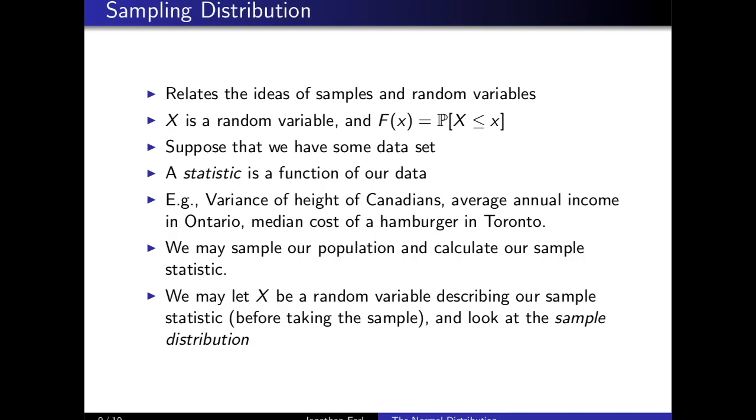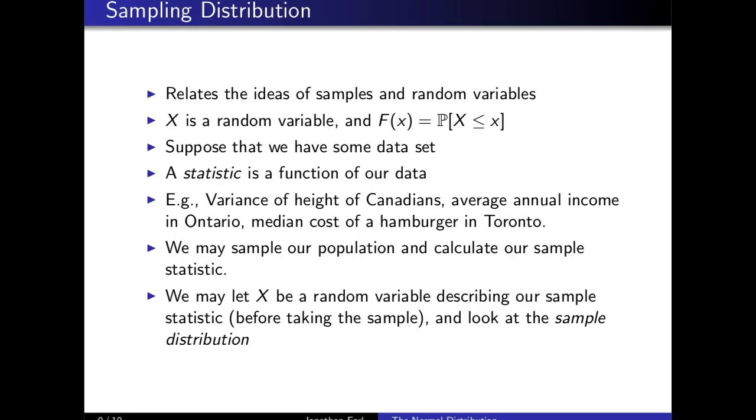So suppose you want to look at the average annual income for people across Ontario, but you didn't want to go and figure out the exact average annual income for everybody across Ontario. What you could do is go and take a sample of the people of Ontario and then use that sample, calculate the average based on that sample, and attempt to infer the actual average for all of Ontario.